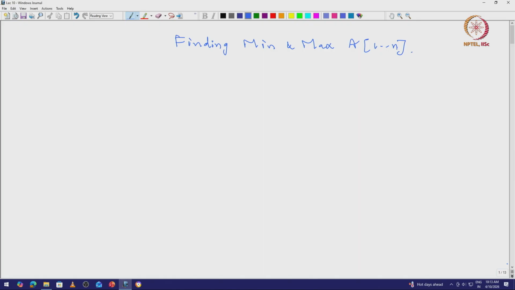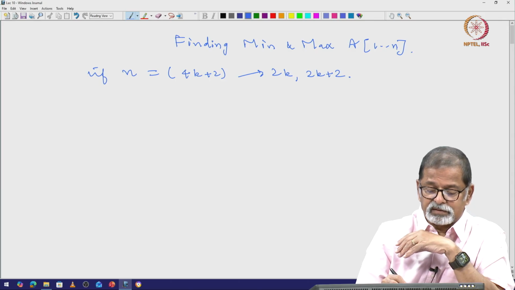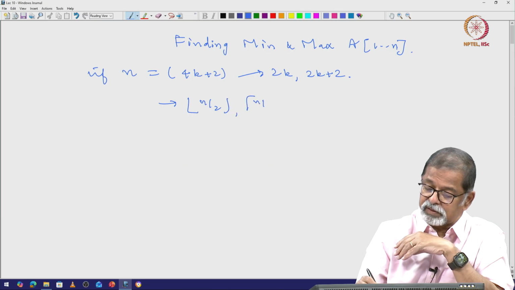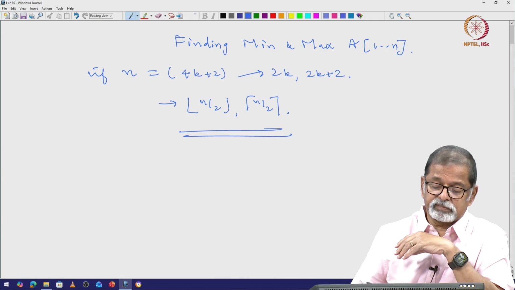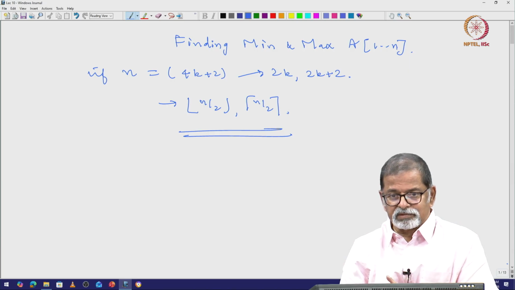What we have suggested is the following: if n is of the form 4k plus 2, split as 2k and 2k plus 2. In all other cases, you split as floor n by 2 and ceil n by 2.